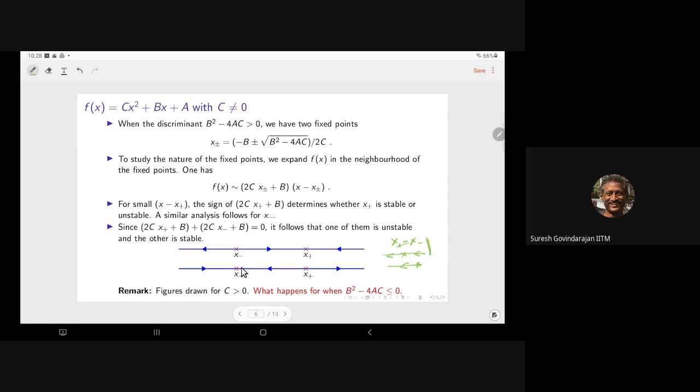Also, sir, the question of stable and unstable comes only for fixed points? Exactly. It's a statement about trajectories which are close to the fixed point. It's a property of the families of trajectories which are arbitrarily close to the fixed point. It's not about just x plus, because we need to look at what happens if you jiggle it away.